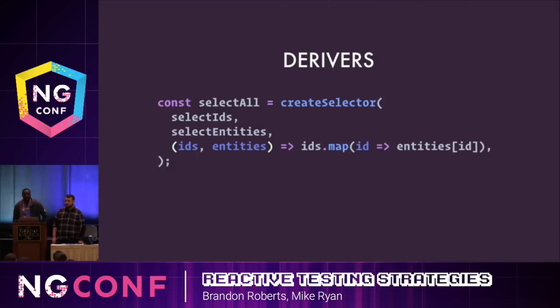Derivers, on the other hand, are a little more complex to test. We could set up an entire mock state to pass in this test, but that requires more setup than we want to do. One of the nice things about the createSelector function in NgRx is it actually lets you just test the piece of this that is doing something interesting, and that is the projection function. So we'll see how we can isolate the projector function from these selectors and test those independently.